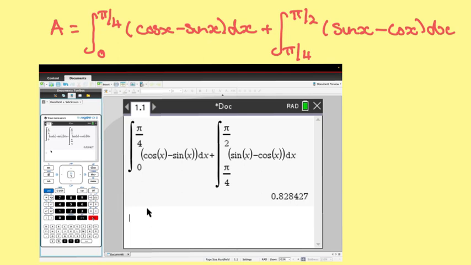Now hit enter, and I've got the area of 0.828427, which is equal to 0.828 to 3 significant figures. Don't forget to answer the final question. So the area is equal to 0.828 units squared to 3 significant figures.